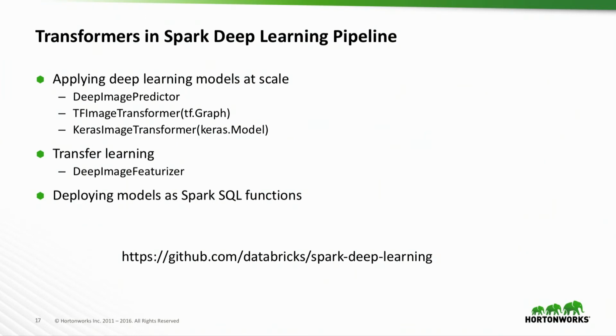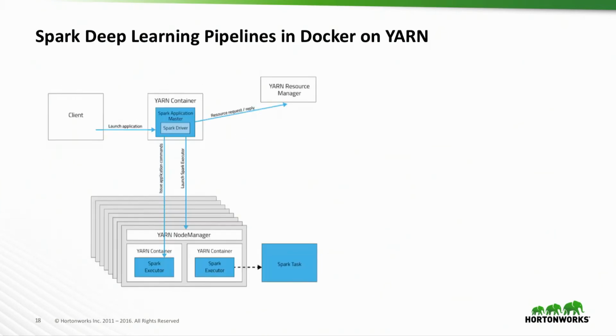Usually these operations happen in Python code or TensorFlow code. So we can use the image transformer to define a TensorFlow graph to transform the data from one kind of format to another kind of format. And for transfer learning, we can also deploy some models as Spark SQL functions. OK, so currently we can do this work for deep learning.